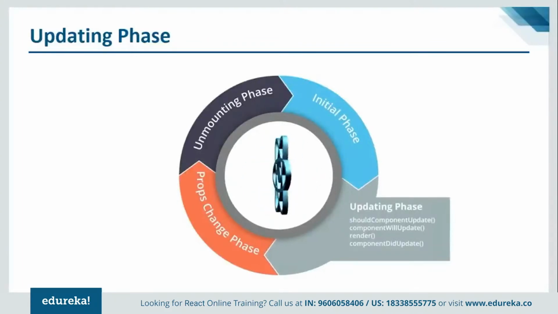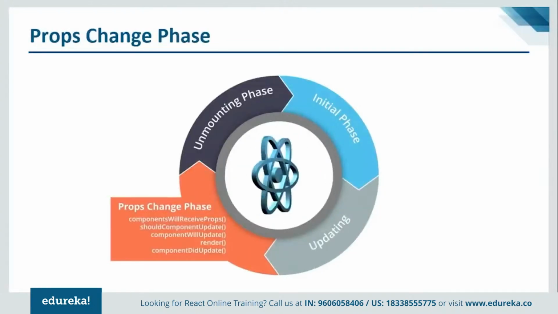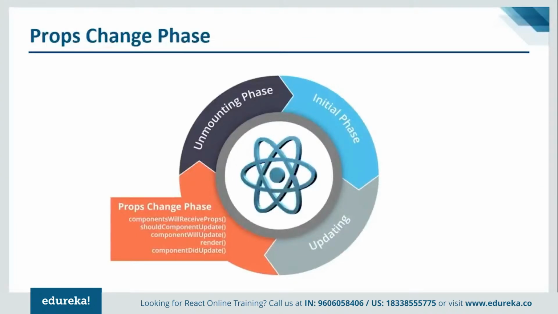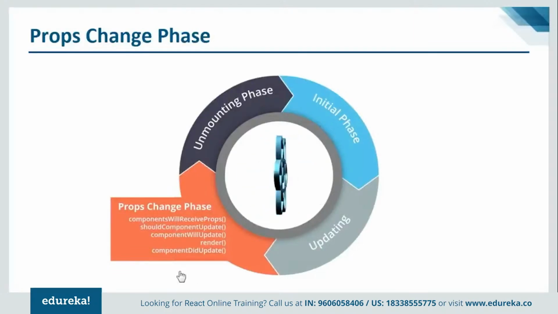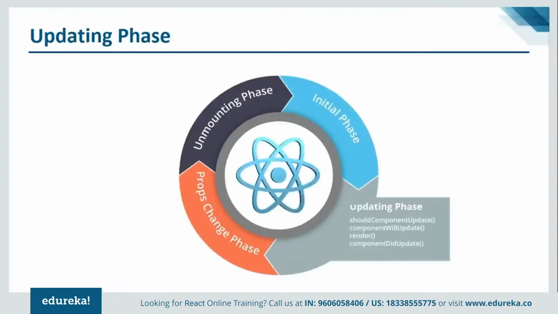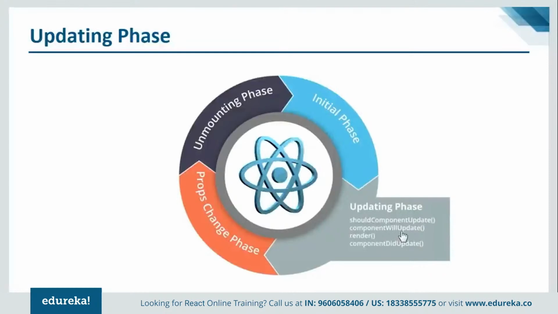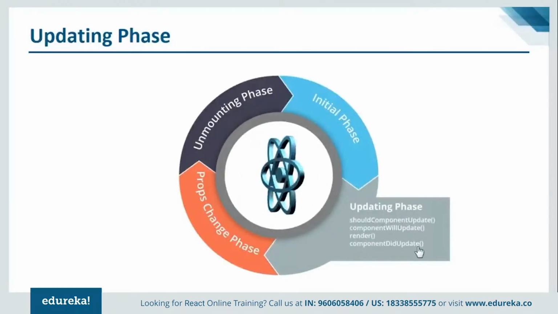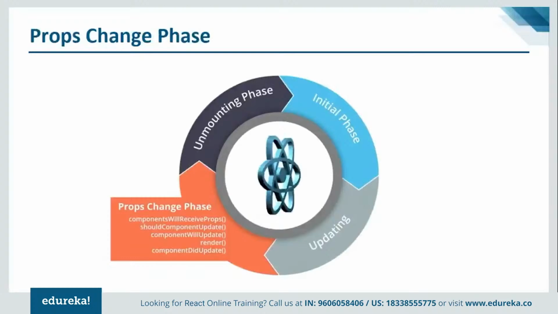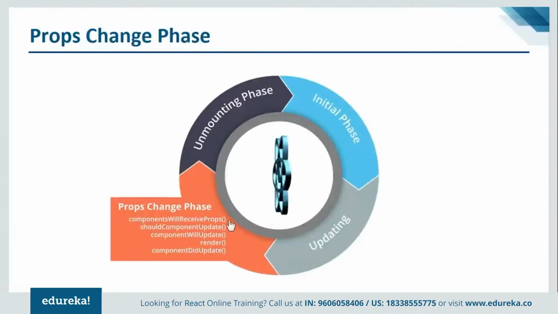So now let's move on to our next phase, that is the props change phase. After a component has been rendered into the DOM, the only other time the component will update is when a prop changes its value. Now this is when all these methods will be called. The only method that is new here is the componentWillReceiveProps. If you want to compare, we can go back to the previous slide and you can see we have the shouldComponentUpdate method, componentWillUpdate method, render method and componentDidUpdate method. And in the next phase we have shouldComponentUpdate, componentWillUpdate, render and componentDidUpdate. So here only this method is new.